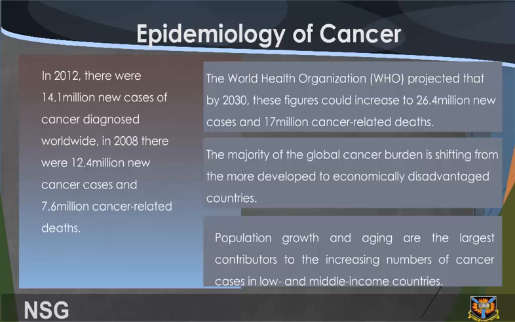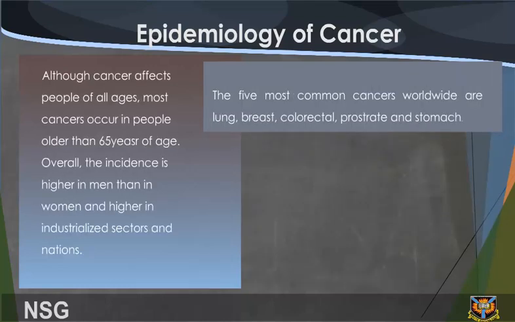Population growth and aging are the largest contributors to the increasing numbers of cancer cases in low and middle income countries. Although cancer affects people of all ages, most cancers occur in people older than 65 years of age. Overall, the incidence is higher in men than in women and higher in industrialized sectors and nations. The 5 most common cancers worldwide are lung, breast, colorectal, prostate, and stomach.